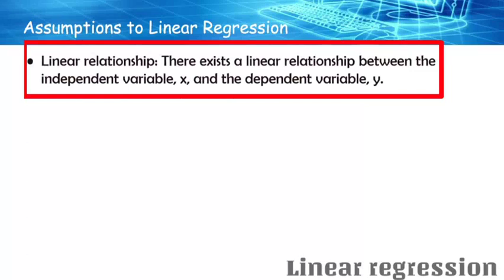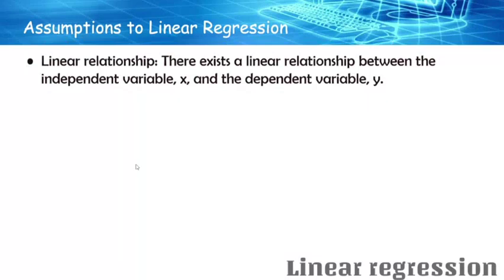We have assumptions for linear regression. So first is linear relationship. There exists a linear relationship between an independent variable x and the dependent variable y. Based on this assumption only we were able to calculate, even all the previous formulas and everything we have seen, the ways of calculating a linear regression. So the first is again linear relationship.